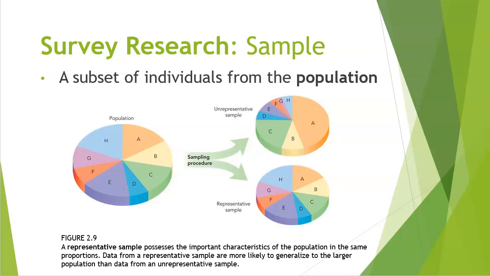And the key thing with survey research and really any type of research is you're going to want to try to get what we call a representative sample. In other words, if the population is 50% male, 50% female, you want your sample to also be 50-50. If the population is 20% male and 80% female, then again, you want your sample to follow that.